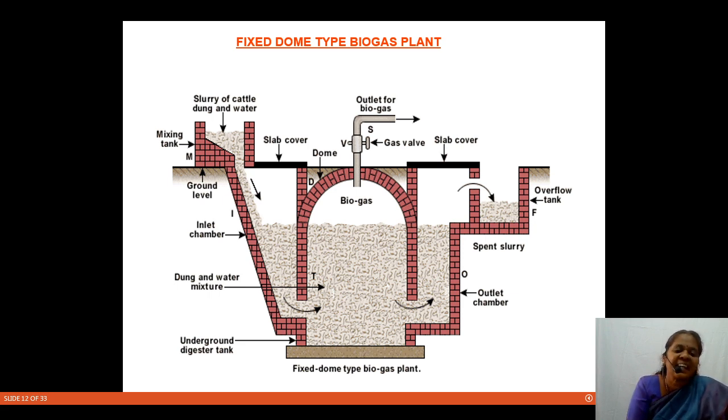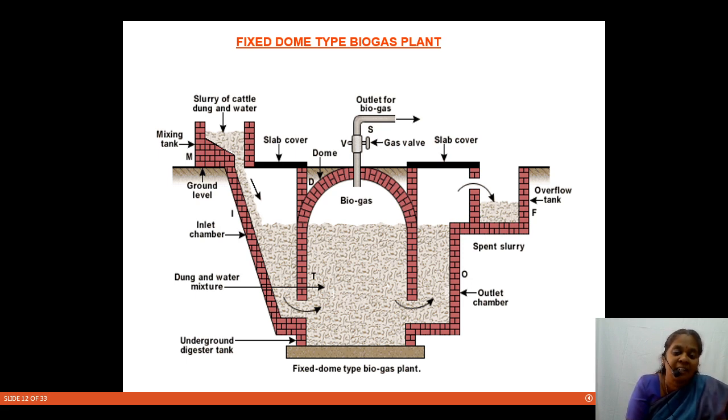The gas is taken out. Whatever biogas is produced collects above the digester, near the dome, because of its weightlessness it rises up. With the help of the outlet pipe, the biogas can be taken outside, and it can be used for heating and lighting purposes for our home. That will be a usable form of one type of energy.